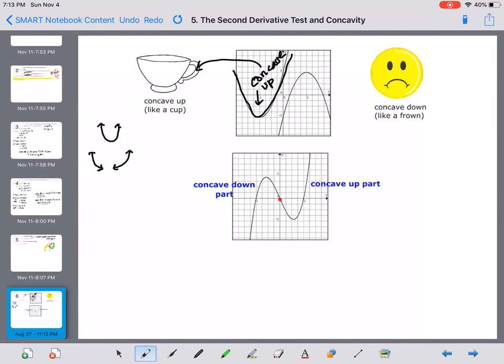So, for example, our parent function for a cubic, like that. We have a piece that's concave up. That's this piece right here that looks much like that piece right there. Okay. If we have a parabola that's facing down, okay, we call that concave down.